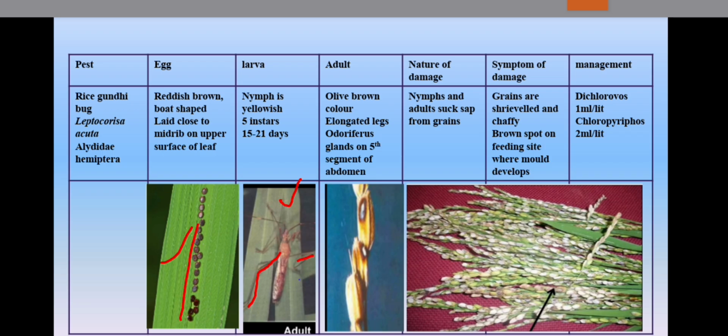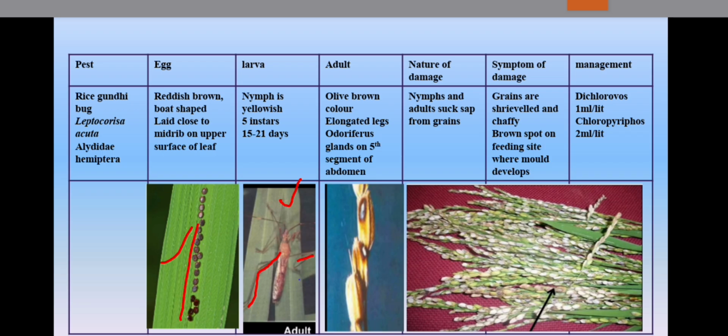So this bug generally will have odoriferous glands on the 5th abdominal segment, from which the bad smell will be released. So that's why we call it the rice gandhi bug. Nature of damage, how this insect will cause damage: nymphs and adults generally suck sap from the grains.